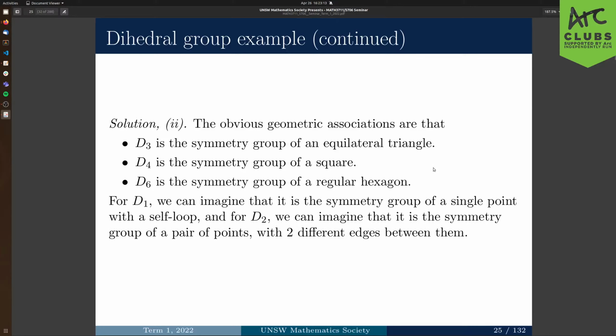And we can think of D2 as the symmetry group of a pair of points with 2 different edges between them. So note here that I haven't said that D1 is just the symmetry group of a point and D2 is the symmetry group of a straight line, because that's just not true. In this case, the objects end up being a little bit more funky.